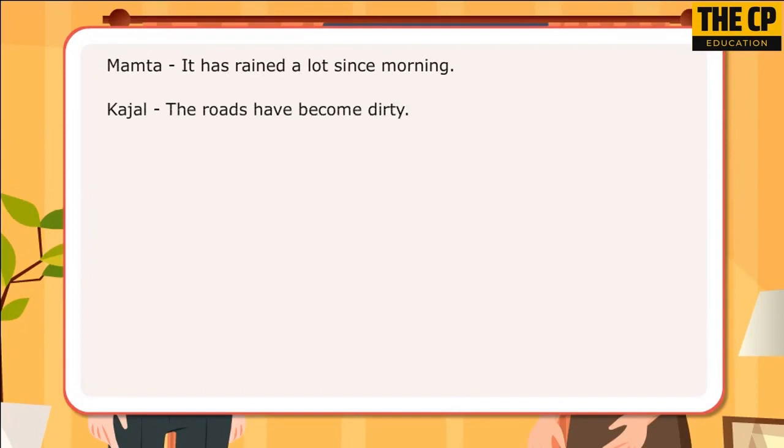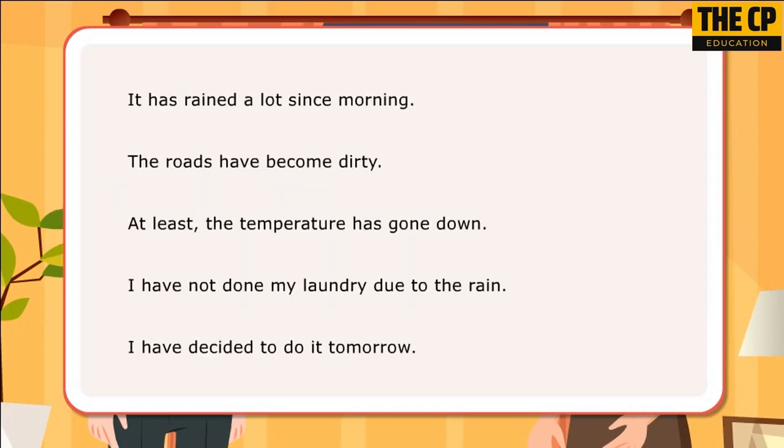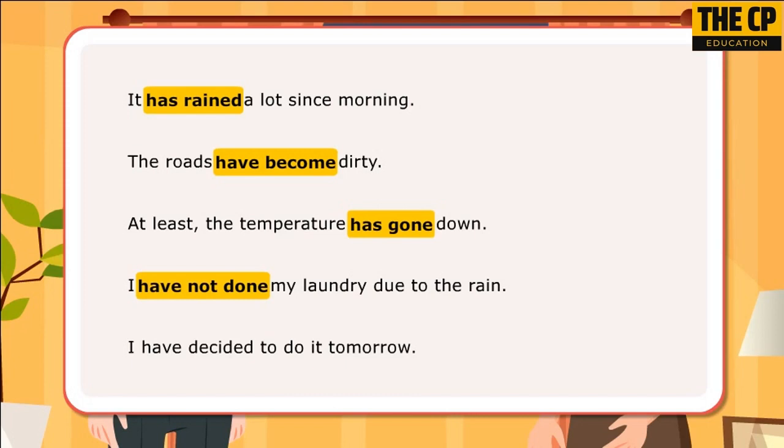In the dialogues, the ladies have used present perfect tense to talk about something that began in the past, has continued up till the present moment, and its effects is felt strongly in the present moment. Here are examples of sentences with verbs in present perfect tense. It has rained a lot since morning. The roads have become dirty. At least the temperature has gone down. I have not done my laundry due to the rain. I have decided to do it tomorrow.